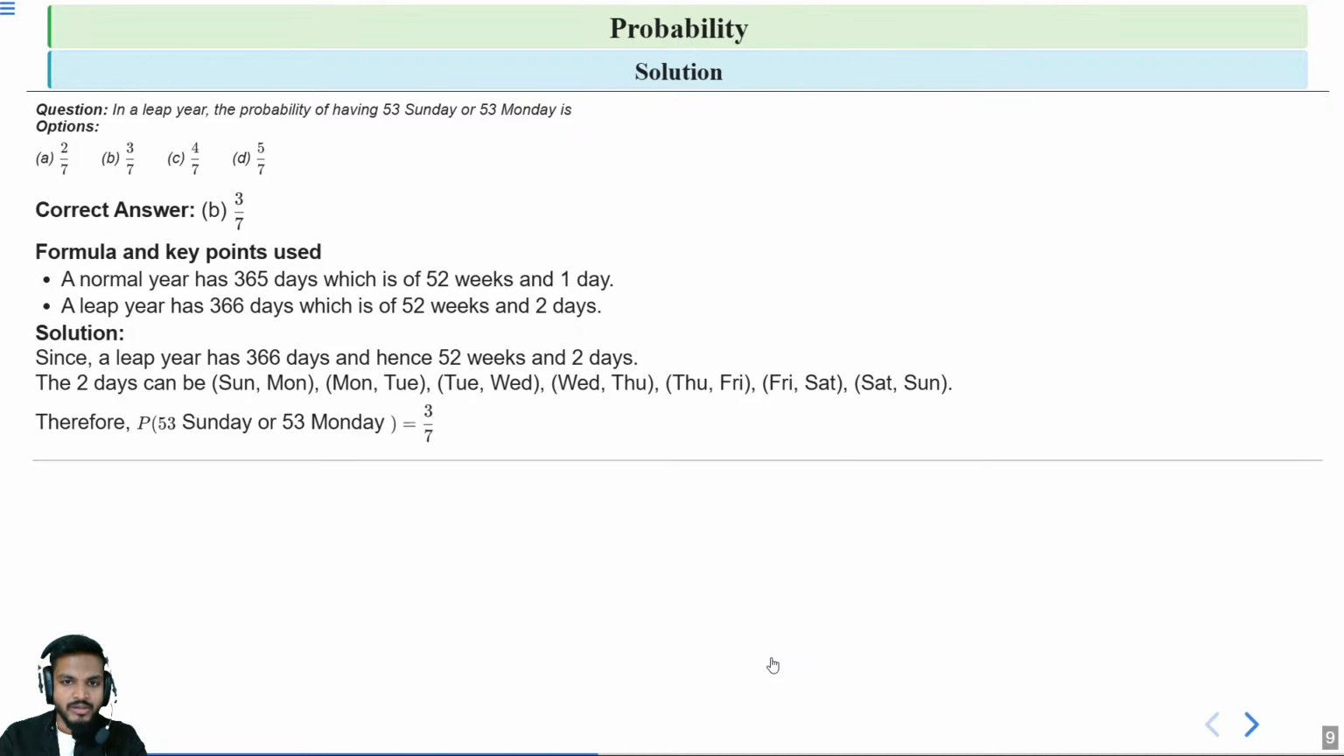So as it is "or", the possible cases for this event are: it can be Sunday, Monday, then both 53 Sundays and 53 Mondays. If it can be Monday, Tuesday, then 52 Sundays and 53 Mondays. And last, it can be Saturday, Sunday, so 53 Sundays and 52 Mondays. So there are a total of three cases that satisfy this condition, that is, in a leap year, there are 53 Sundays or 53 Mondays. So total 7, and for this event 3 satisfy. So what is the probability? 3 by 7. Clear? Very simple question.